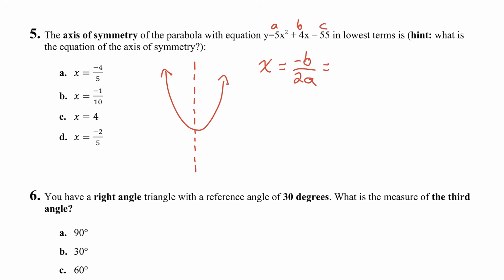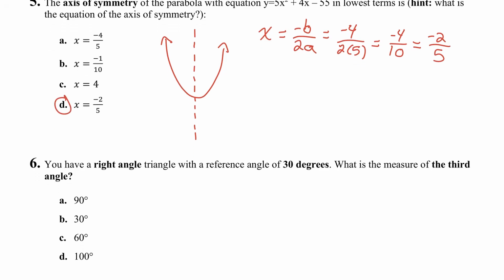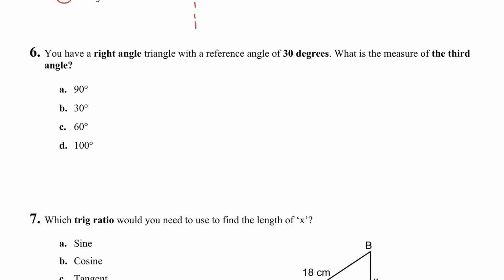Subbing into this formula, I would get negative 4 over 2 times 5, which is negative 4 over 10. Dividing top and bottom by 2 reduces this to negative 2 over 5. So the equation is D, x equals negative 2 over 5. Number 6 says you have a right angle triangle with a reference angle of 30 degrees. What is the measure of the third angle?